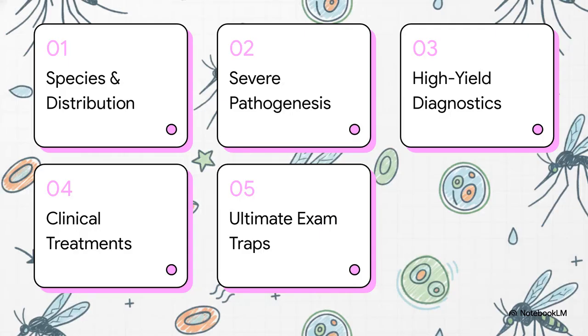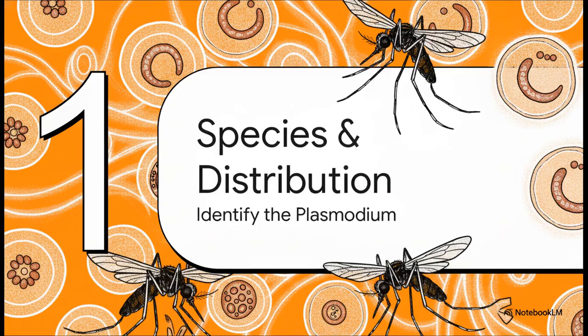Here's our game plan for today's boot camp. First, species and distributions. Then, severe falciparum pathogenesis, followed by high-yield diagnostics, clinical treatment protocols, and finally, we'll wrap up with the ultimate exam traps. All right, part 1, species and distributions.